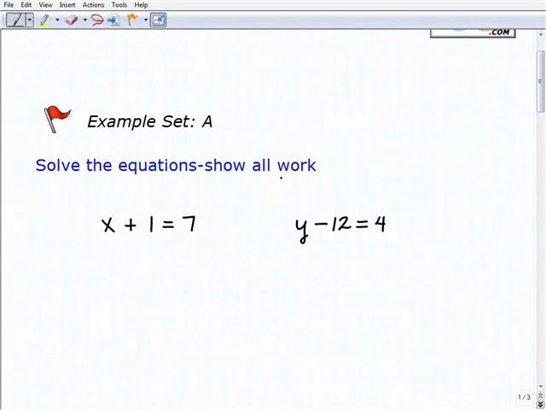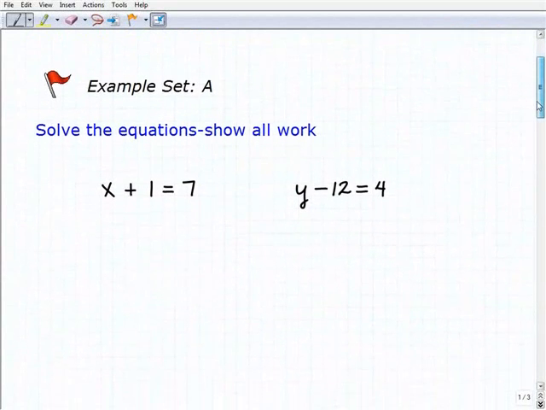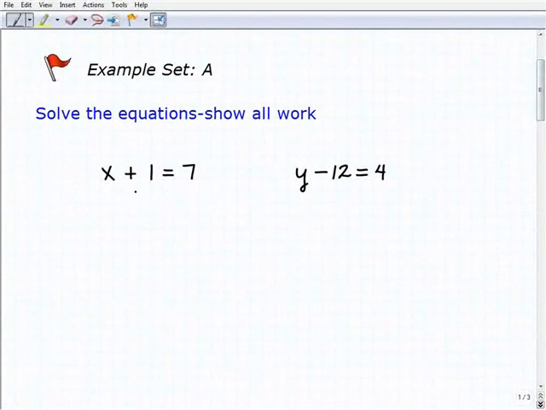And in algebra, or anything you do in math, you always want to show all your work. So let's start with our first problem here, x plus 1 equals 7. Remember the objective of solving an equation is to get the variable by itself, or isolate the variable. So we want to get x equals, and then whatever number is on the right-hand side of the equation will reveal the solution to the equation.